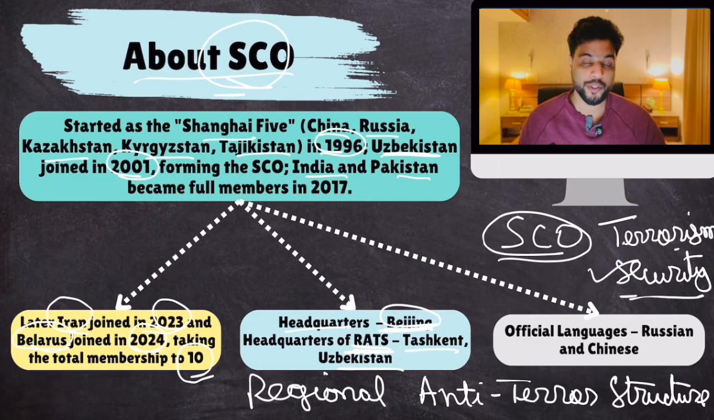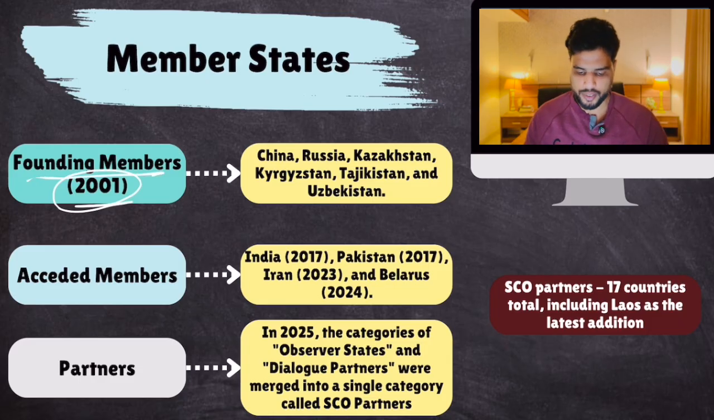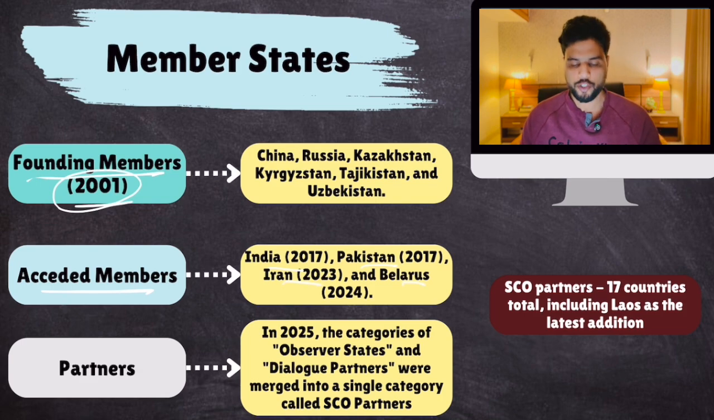Now, the official languages of this organization, I mean all the documentation, everything, the official languages for SCO are Russian and Chinese. Just remember this part, okay? Now, as far as the 10 members are concerned, you need some more facts about them. So, look, the 6 members in 2001 are known as the founding members. The later additions are called acceded members, like India, Pakistan, Iran, Belarus. So the first 6 members are founding members and the later additions are acceded members.